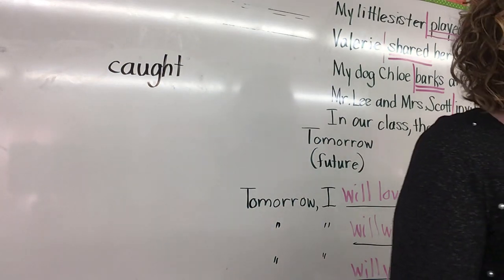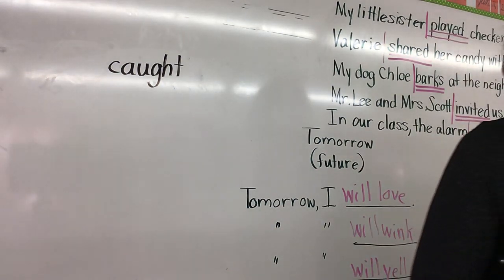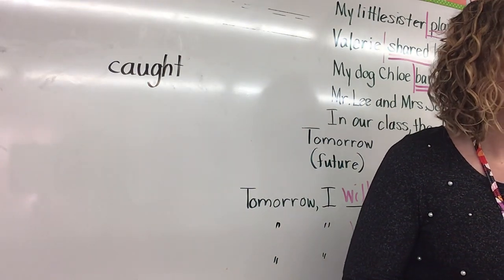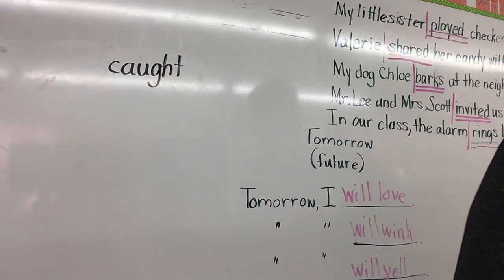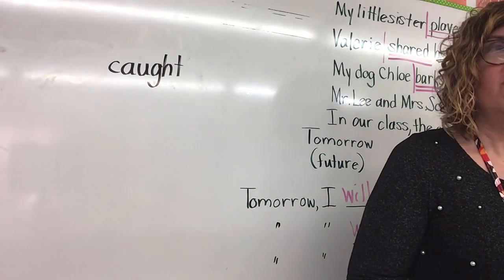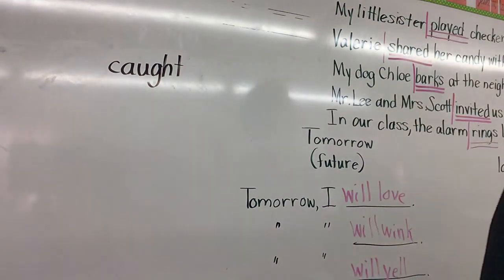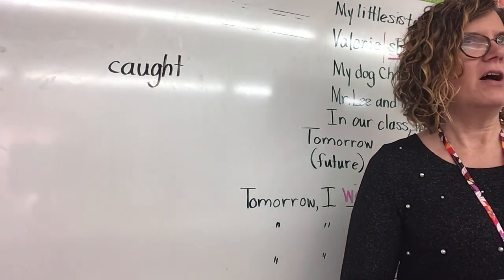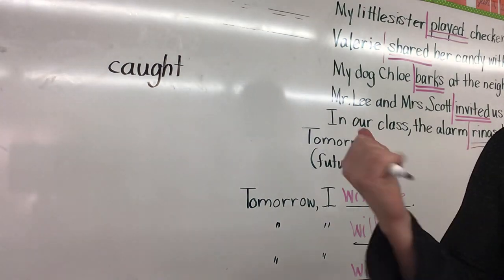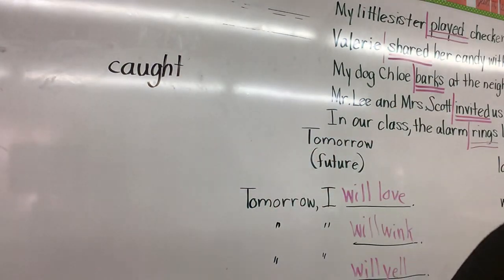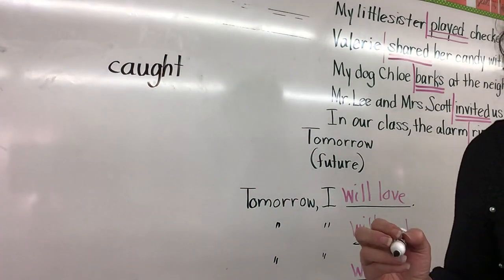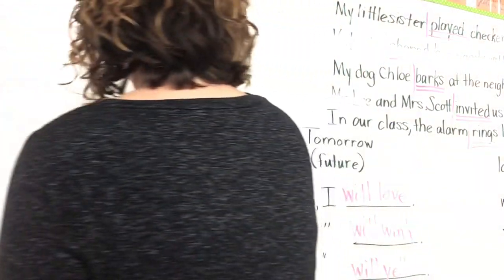All right, so does anybody know another thing you might do to a fish? Air fry it. Okay, air fry the fish. What about bake the fish? All right, how many of you want to grill it to be fun? All right, so let's grill the fish. All right, so Mom said she would grill the fish. So there's our verb, grill.